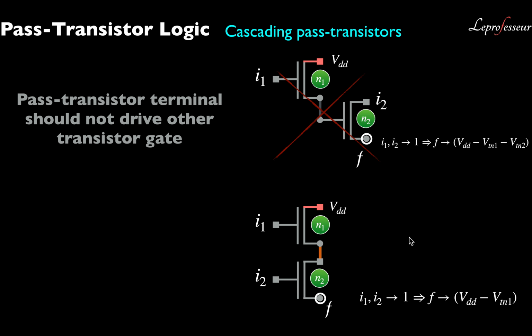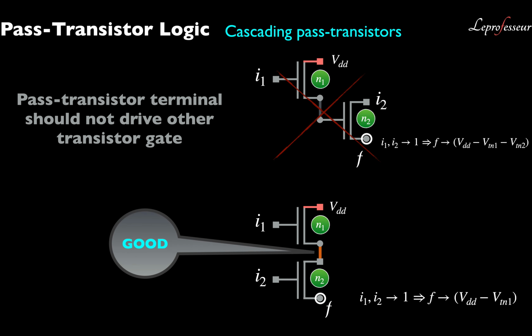Okay, good. This is a good way to cascade if we have to cascade: connect terminal to terminal and primary inputs to the gates of the pass transistors.